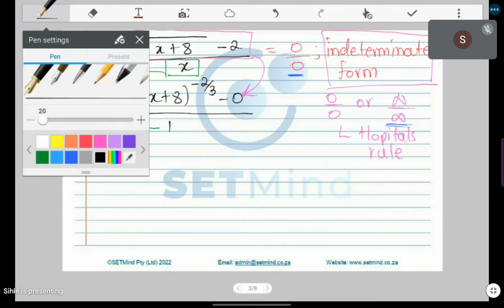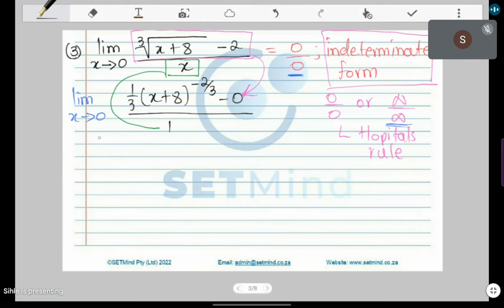Right. So let's see. So this works out to be 1 over 3 multiplied by the cube root of x plus 8 all squared. And then now we can sub our 0. So if you put in 0 here, you can see we won't have any issues. So let's try and put a 0 there.